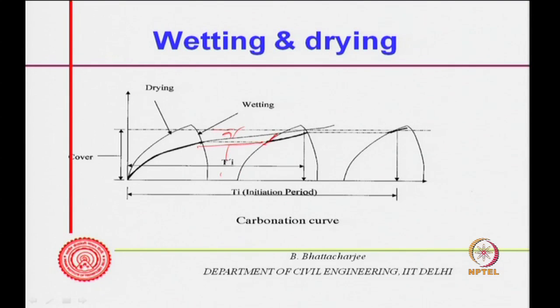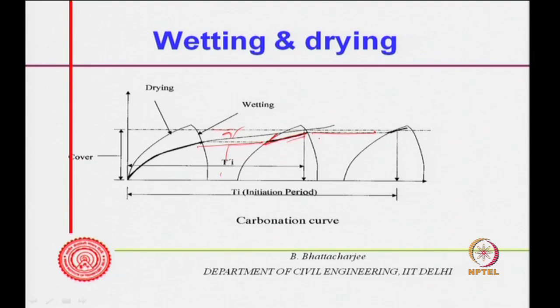It starts again when moisture content reduces below the critical level, and continues with the same kind of slope, the same kind of relationship, and in steps. So, if you have cycles of wetting and drying, then carbonation will also progress in steps.